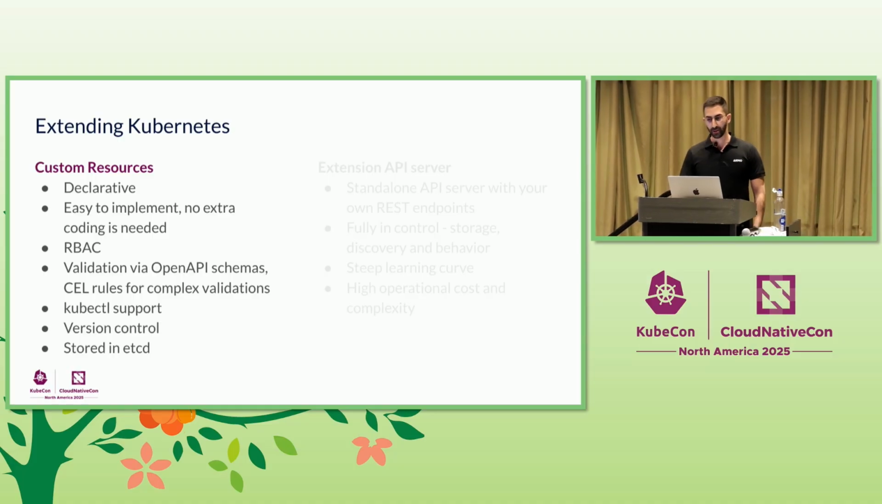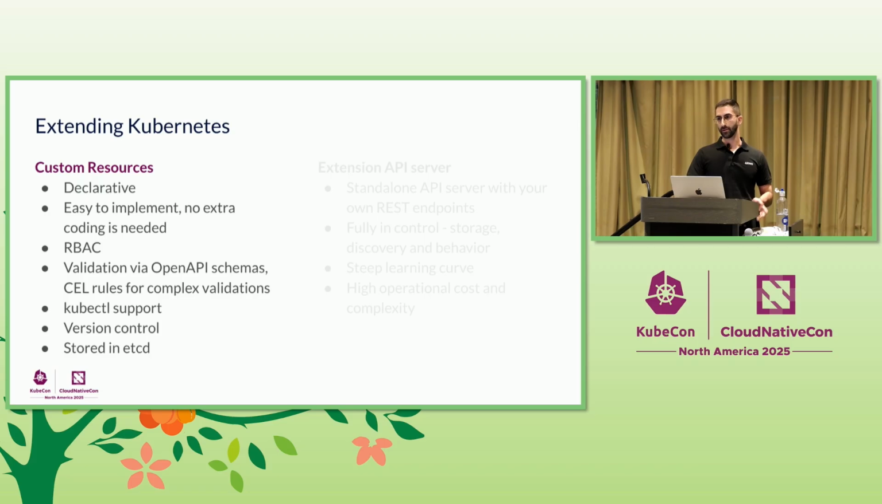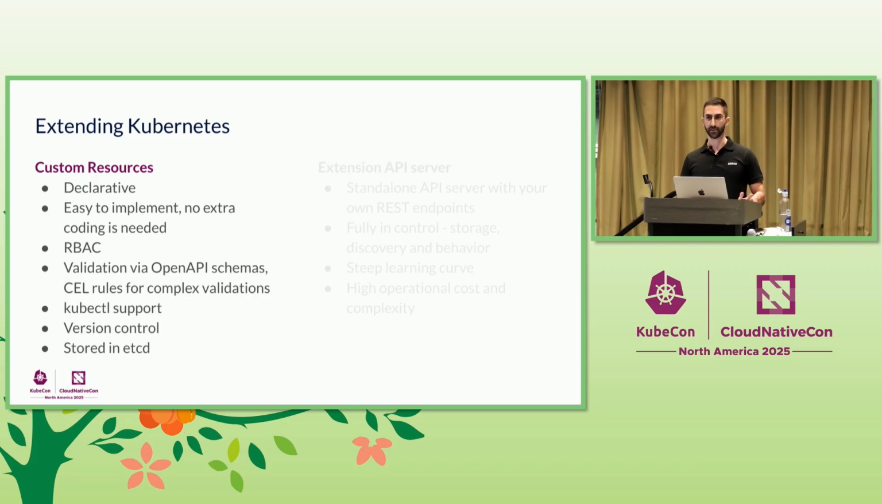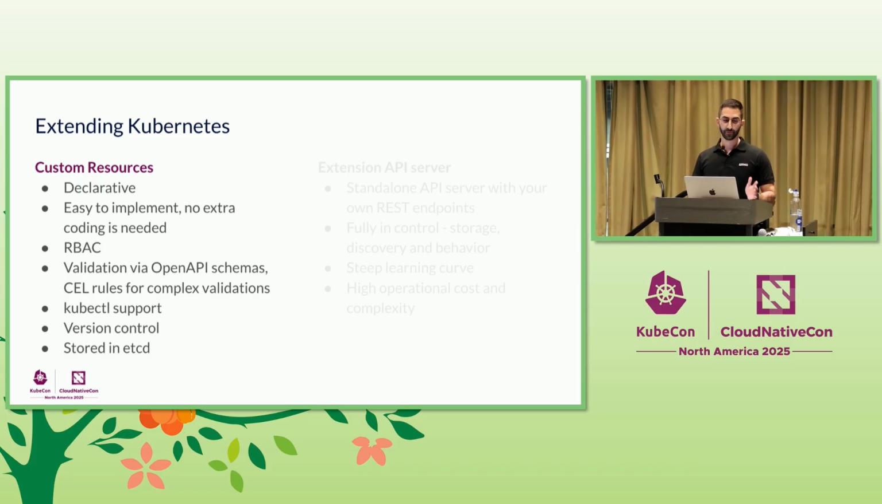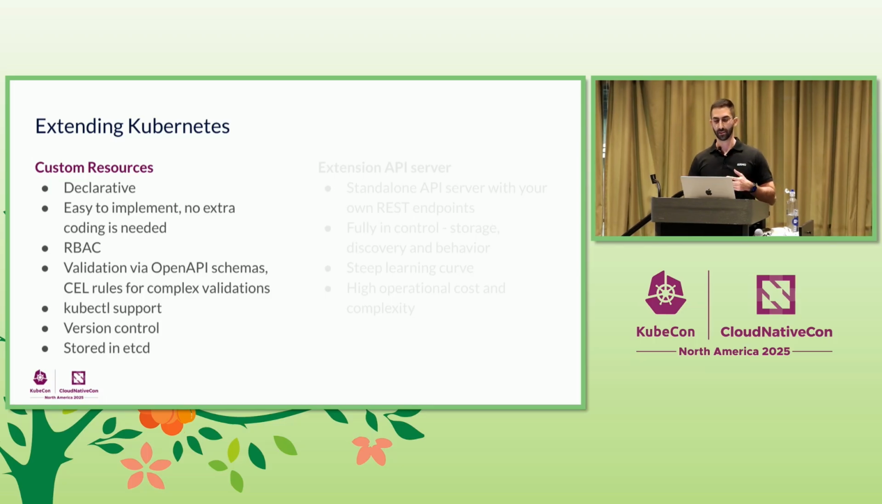Kubernetes basically gives you two ways to extend its API. One is with CRDs. CRDs, or custom resources, are very easy to implement. It's the lightweight route. You define a new resource type in a YAML, and basically the Kubernetes API server does all the heavy lifting for you. So you have RBAC out of the box, validation. You can use CEL expressions for complex validations. And everything gets stored in etcd.